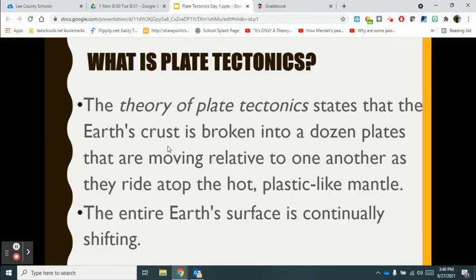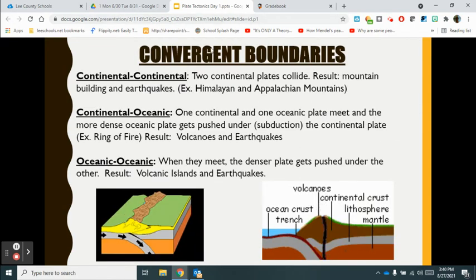What is plate tectonics? The theory of plate tectonics states that the Earth's crust is broken into a dozen plates that are moving relative to one another as they ride atop the hot, plastic-like mantle. The entire Earth's surface is continually shifting. Convergent boundaries.